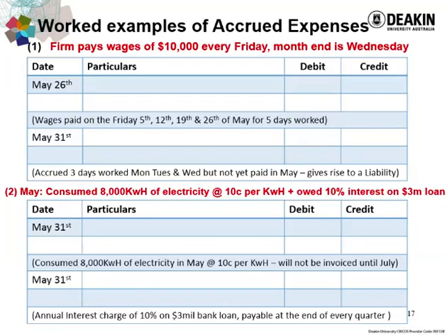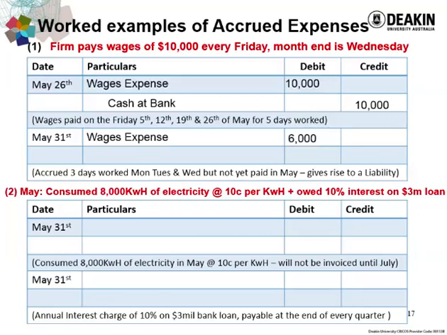Let's look at a few examples. First, firm pays wages of 10K every Friday. Month end is Wednesday. Let's assume that the previous payday is 26th of May. So debit wages expense, credit cash at bank $10,000. Note that this is not an adjusting entry, it is only a normal entry. Then on 31st May, let's assume that 31st May is the balance day. We will perform the adjusting entry. So we debit wage expense and credit wages payable of $6,000, which is 10K multiplied by 3 divided by 5, because we are only owing 3 days of wages. So we need to apportion that.